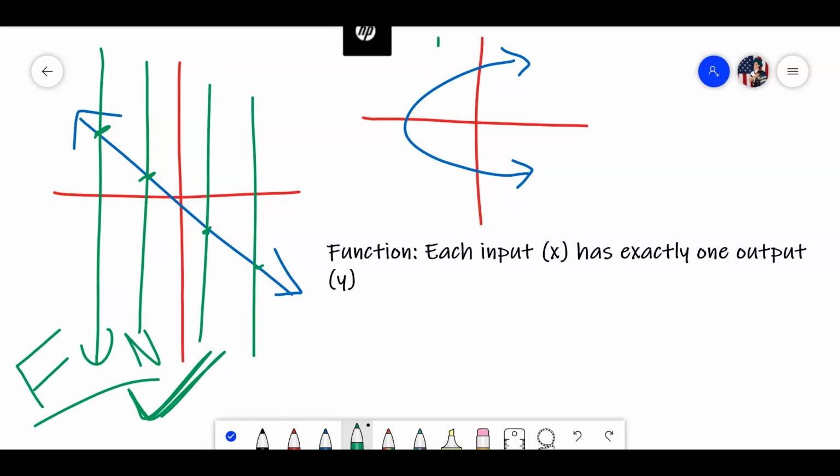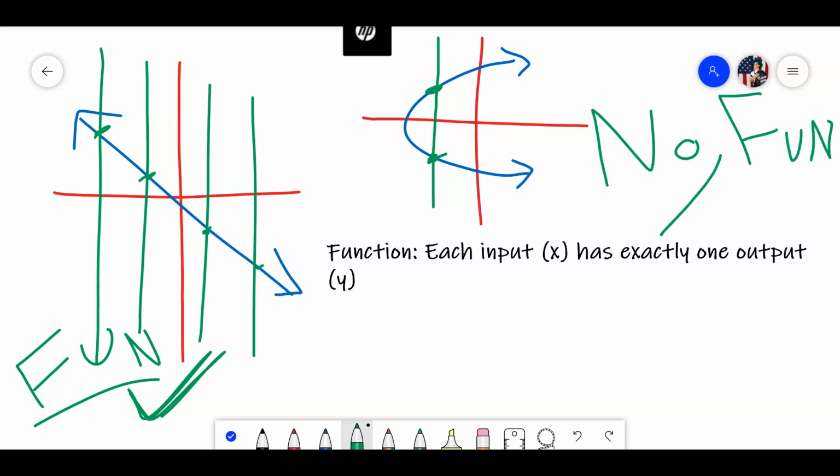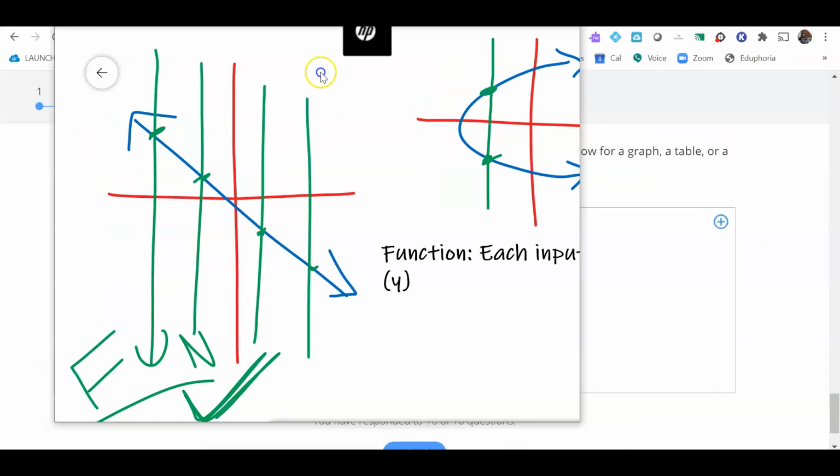That was a function. But look at this one over here. If I draw a vertical line, it's going to cross once and then twice. That violates the vertical line test. If you can make a vertical line go through a graph twice, it's not a function. No fun. No function.